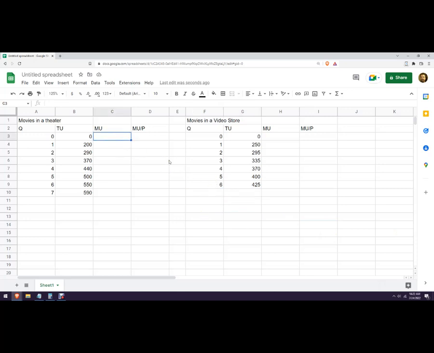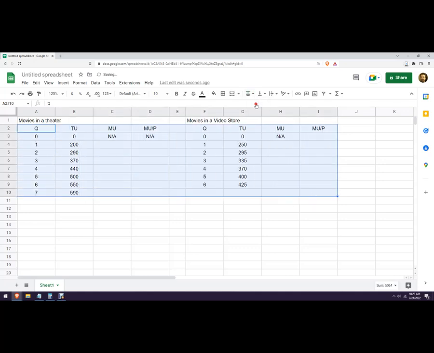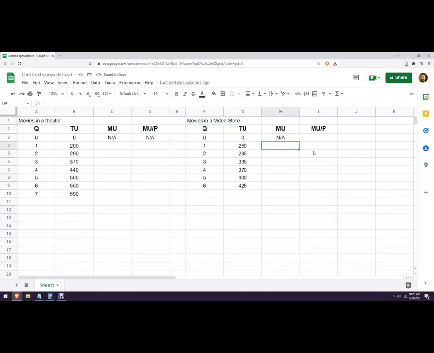Okay, so marginal means additional, and so it's the difference in utility. Utility means satisfaction. It is the difference between this and this. We don't have anything for the first one because there's nothing to compare it to. And just because I like the way it looks, I want to center everything, and I want this one to be bold and just a little bit bigger. That way I can see it a little bit better. You might not have that problem, but that's okay.